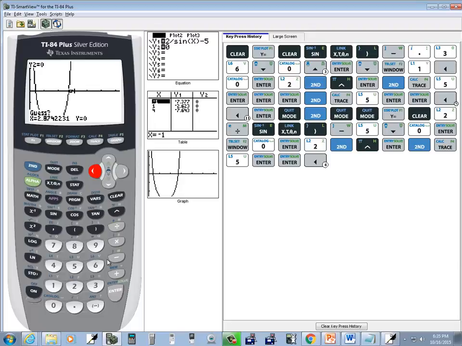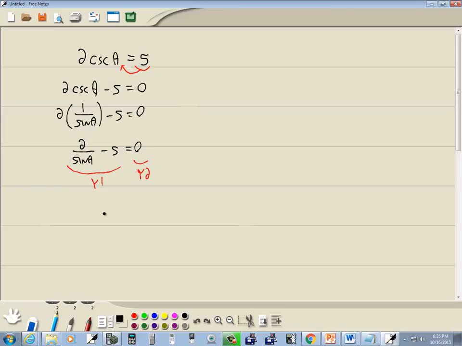We'll find the one on the right side first. Then we press enter once we get it over close enough to it. Rounded to 2 decimal places, our answer would be x equals 2.73. Or theta, I should say. So theta is equal to 2.73.